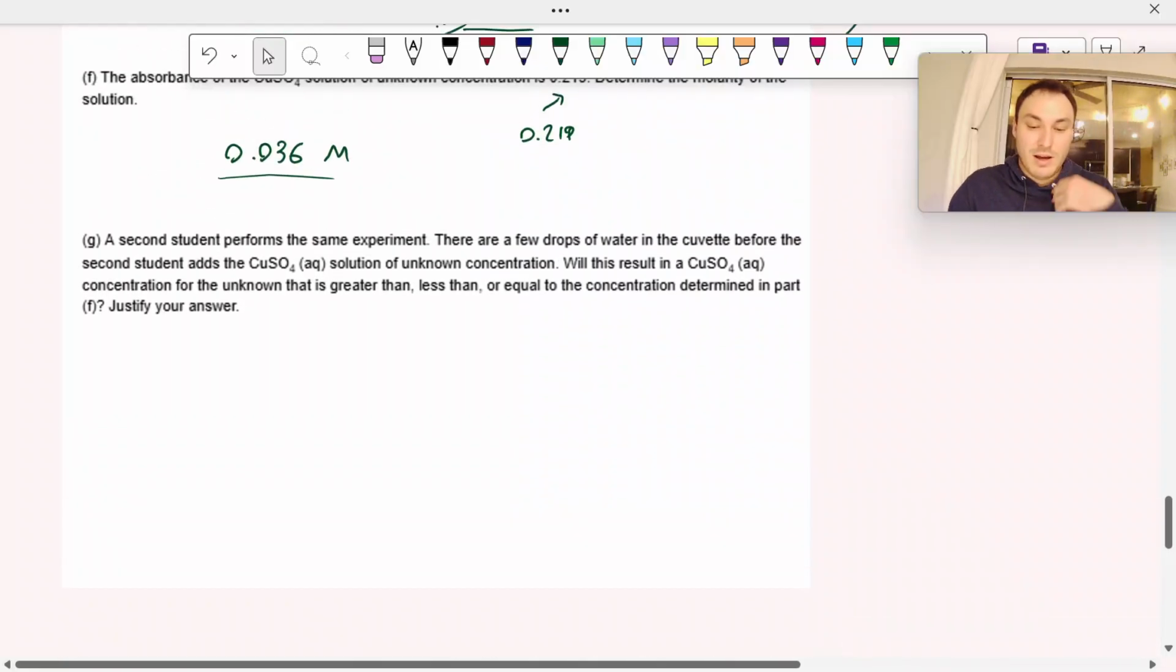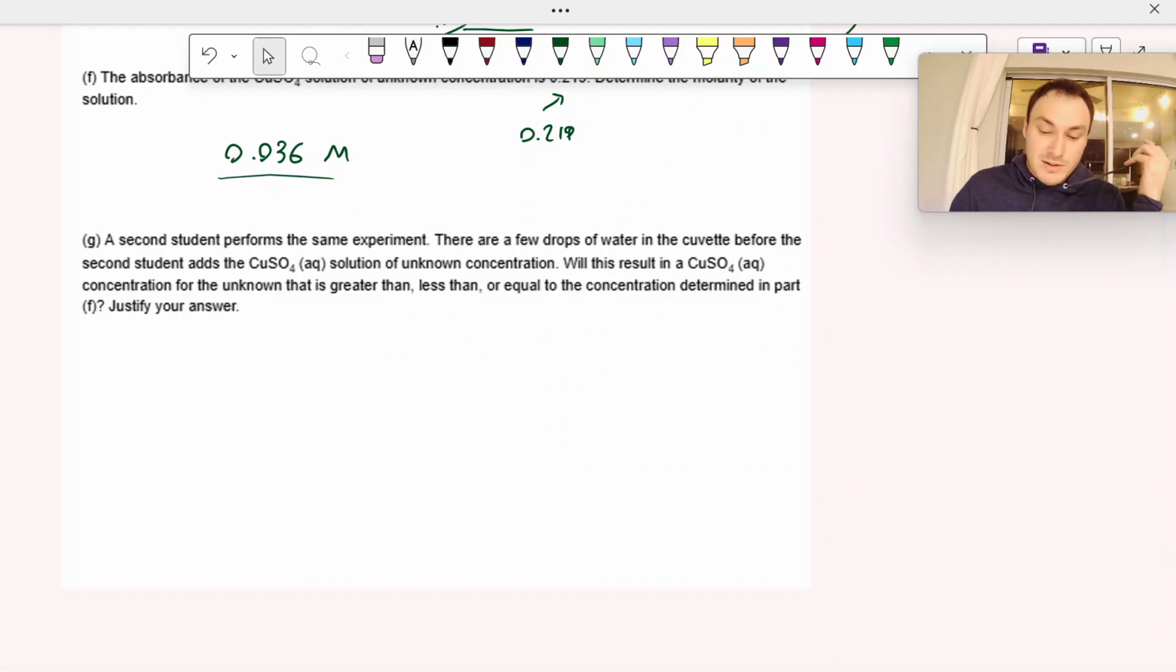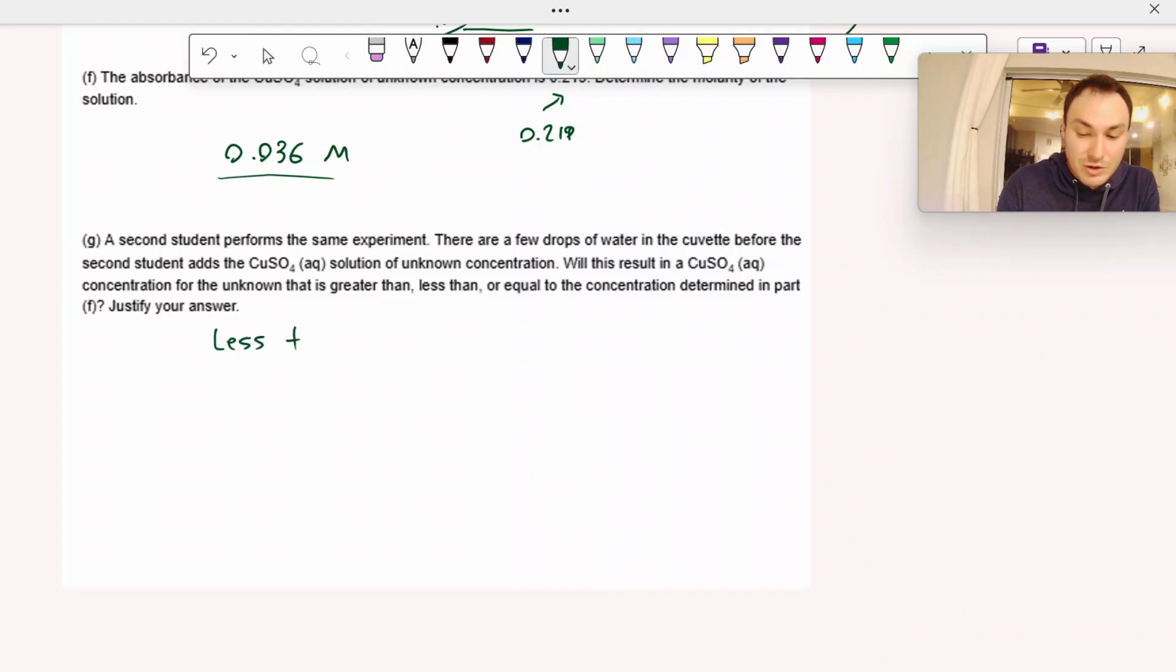Let's continue. A second student performs the same experiment. There are a few drops of water in the cuvette before the second student adds the copper sulfate solution of unknown concentration. Will this result in a copper sulfate concentration for the unknown that is greater than, less than, or equal to the concentration determined in part F? I'm going to say it's going to result in a less than concentration.